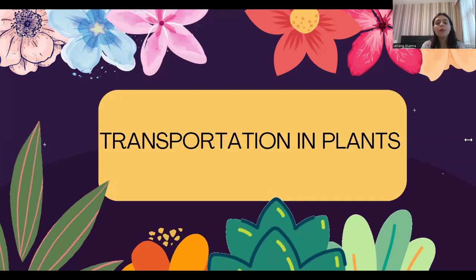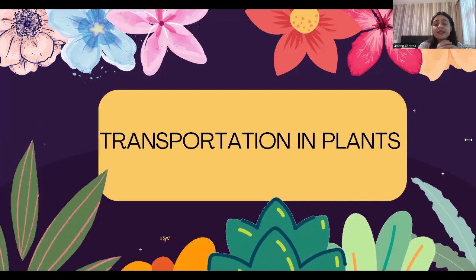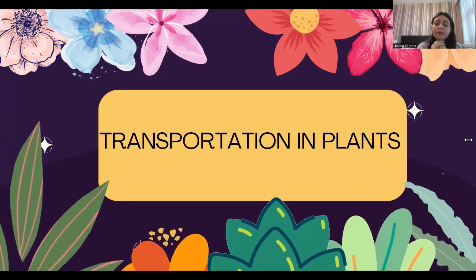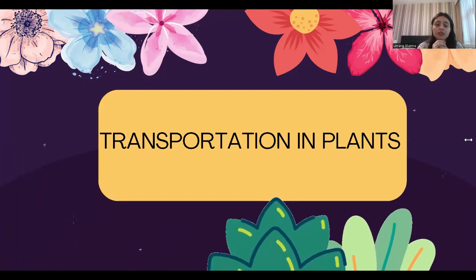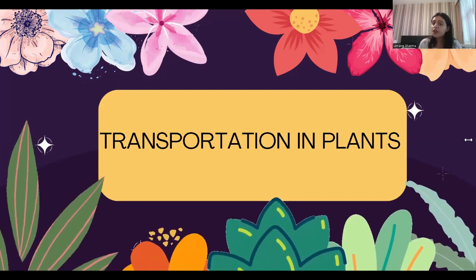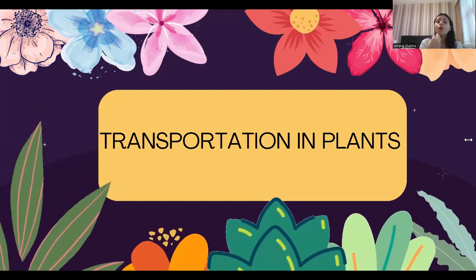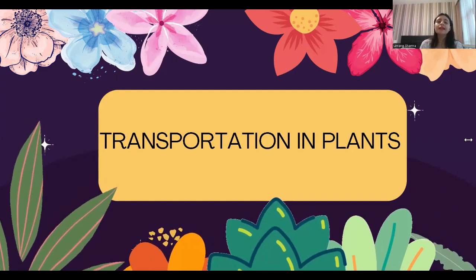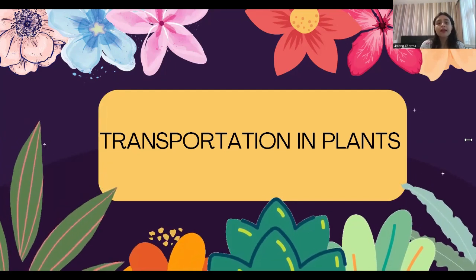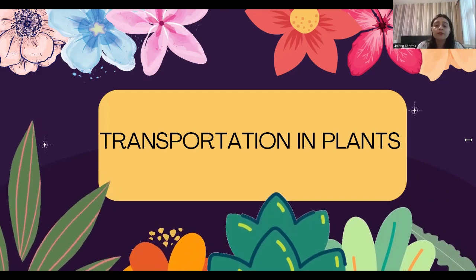Okay, now we are going to talk about transportation in plants. What do you think? Must transportation take place in plants or not? And if it does, what is the plant transporting? Obviously, transportation must take place because plants are also living organisms. They must transport the food they have and the water they take, so that they can give us the optimum amount of food that we eat, and they can grow also.